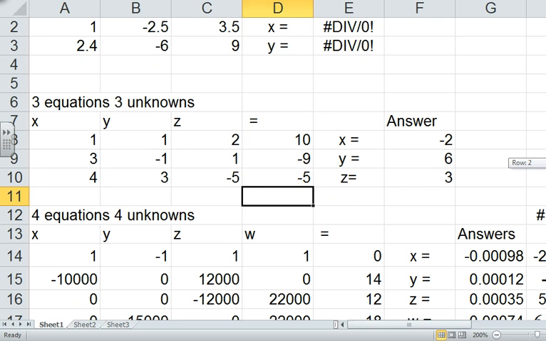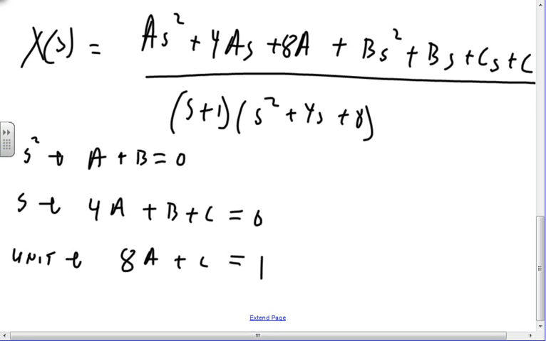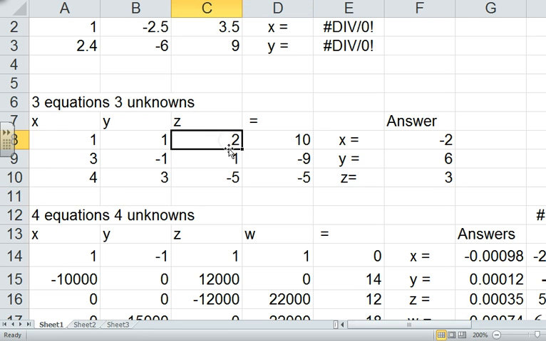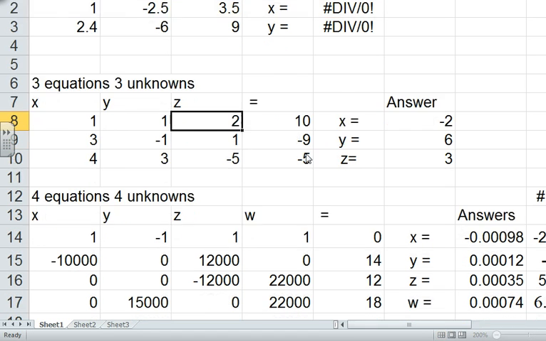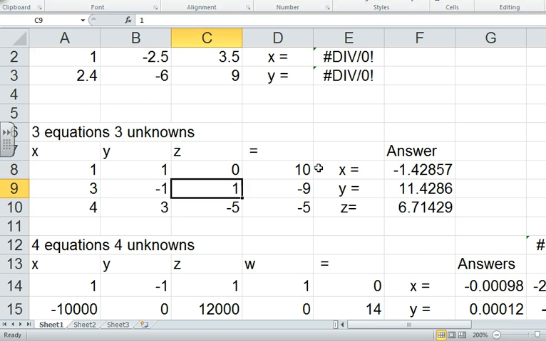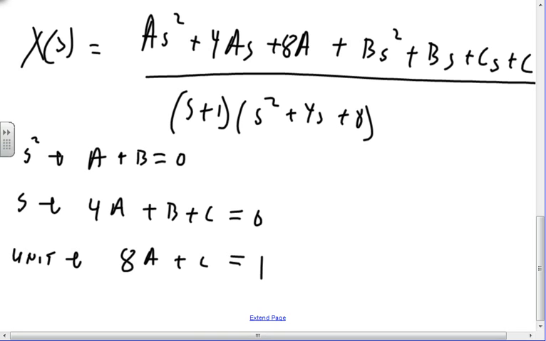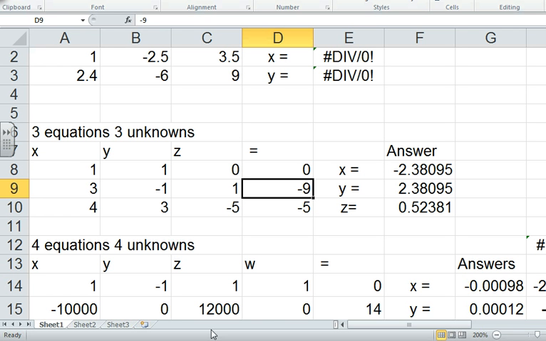Okay. So now all we have to do is remember what the equations were. All right, so 1, 1, 0. Turn on editing. Stupid computer. 0. Okay, so there's my first equation. Second equation is 4, 1, 1 is 0.